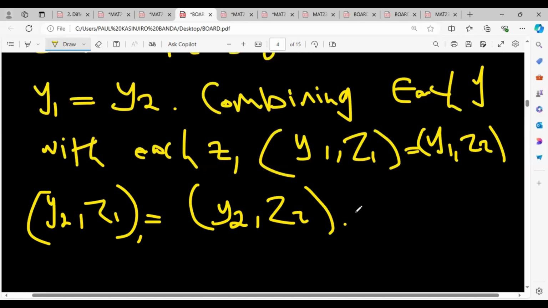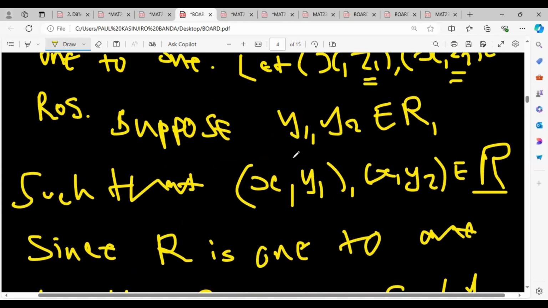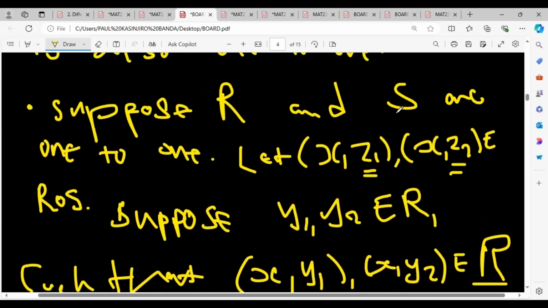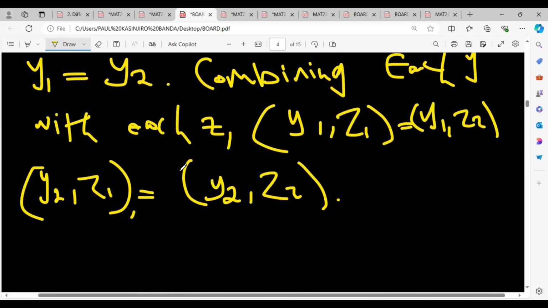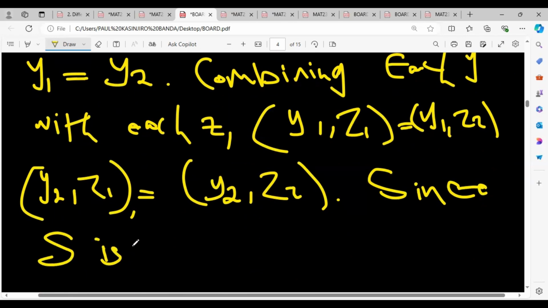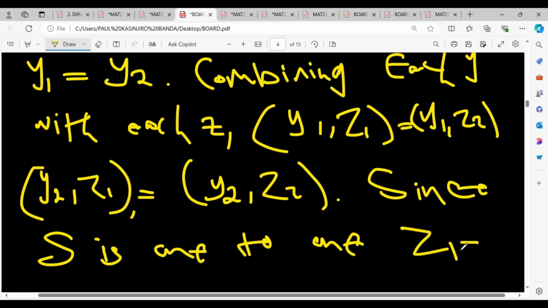Okay, so from here, we go back to what we supposed here. Since we said that S is 1 to 1, it means that here you can say, since the S is 1 to 1, we actually get that the Z1 will be equal to the Z2. That's what we get here.